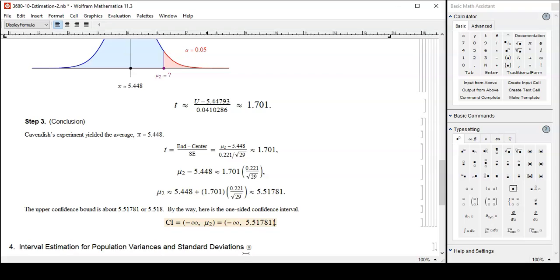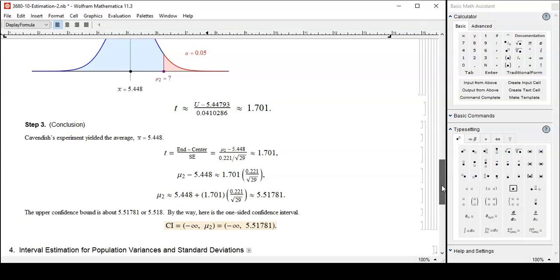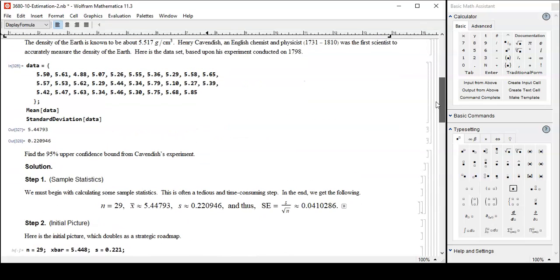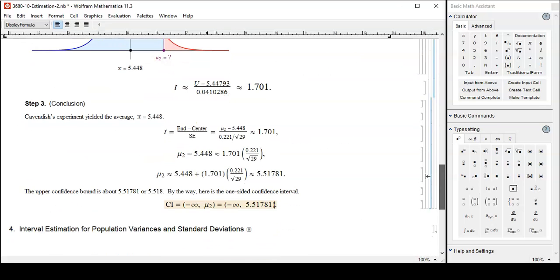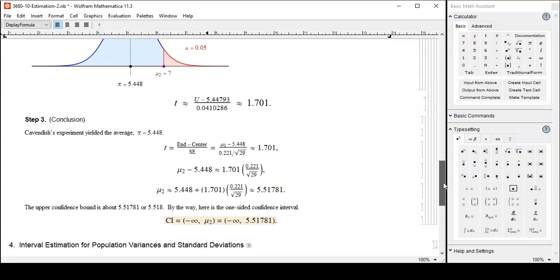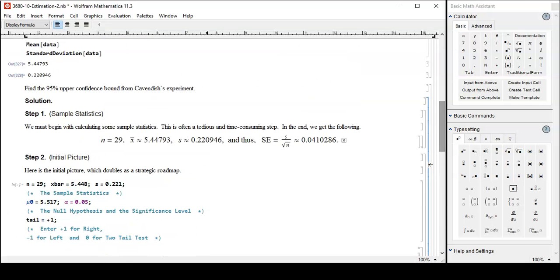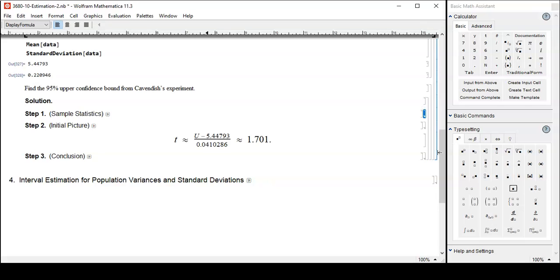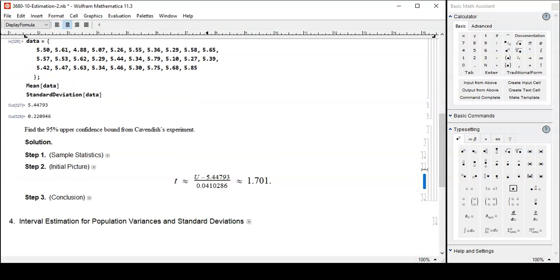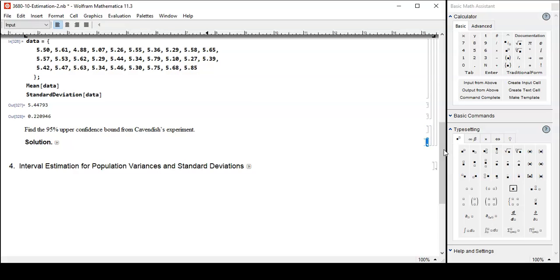In any case, compare this with today's figure of 5.517 grams. It's within this confidence bound, isn't it? In this confidence interval. So do you appreciate the experiment done by an 18th century scientist about the density of the Earth? It's amazingly accurate.